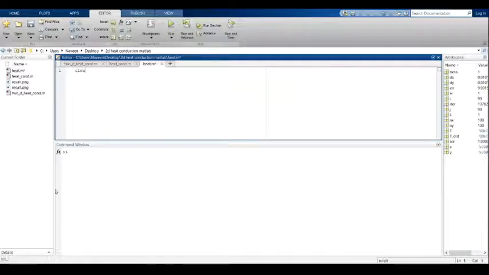So clear all and close all to clean the workspace, and clc to clean the command window. First of all, the length is equal to 1 meter and the height is equal to 1 meter, and the number of nodes in x direction is equal to 10 and in y direction is equal to 10. I have taken very few nodes so that I can observe the coding.